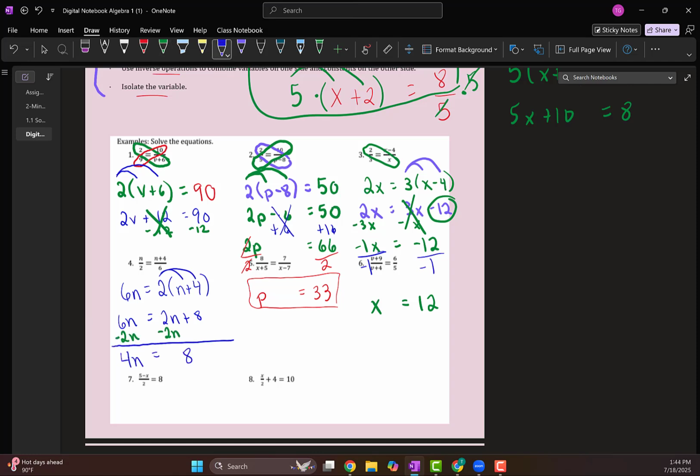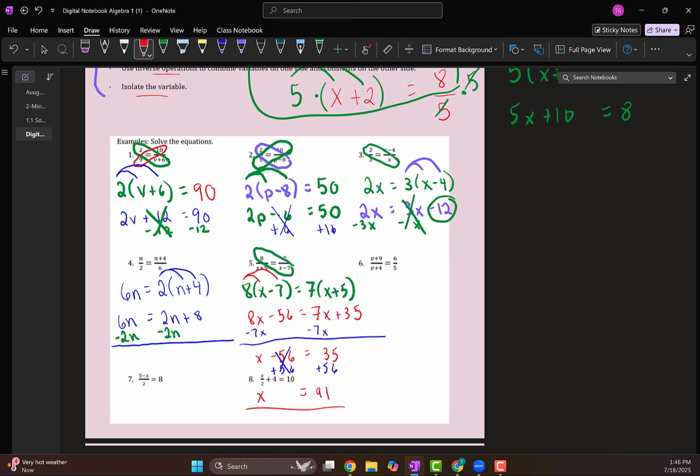So you should choose to subtract 2n from both sides because we want to move the 2n away from the constant of positive 8, and then finish the problem. Divide both sides by 4. N should equal 2. Try to solve number 5 from start to finish. So you should end up getting x equals 91.